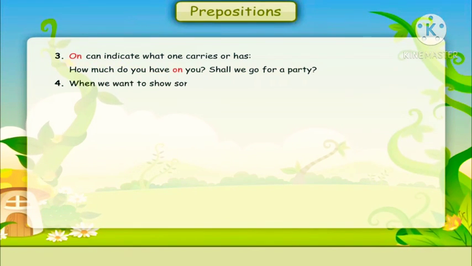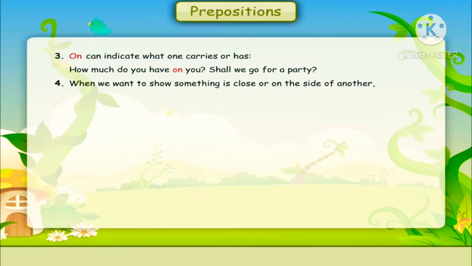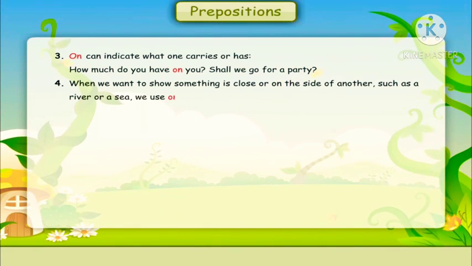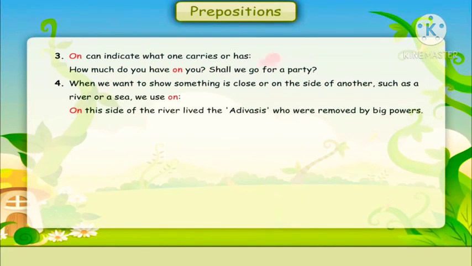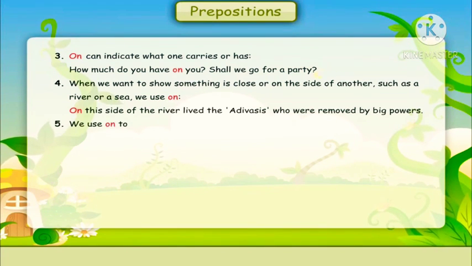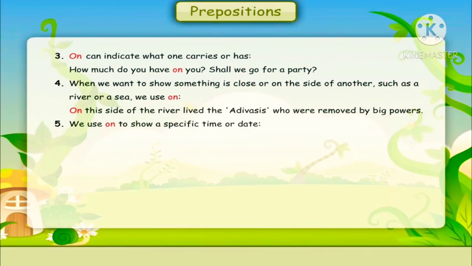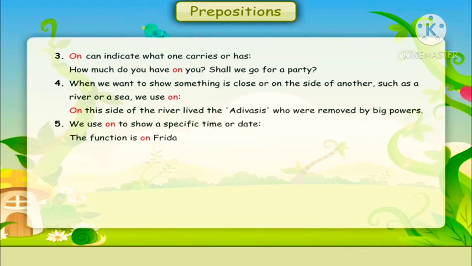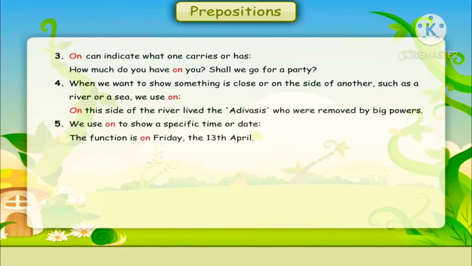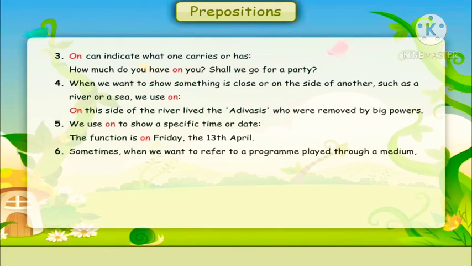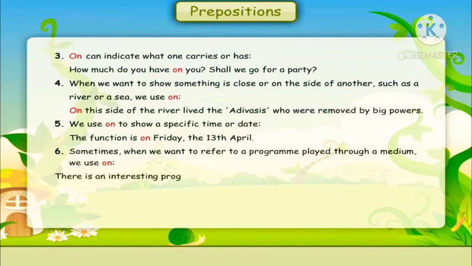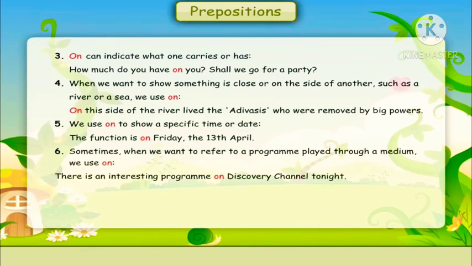When we want to show something is close or on the side of another, such as a river or a sea, we use on. On this side of the river lived the Adivasis who were removed by big powers. We use on to show a specific time or date. The function is on Friday, the 13th April. Sometimes, when we want to refer to a program played through a medium, we use on. There is an interesting program on Discovery Channel tonight.